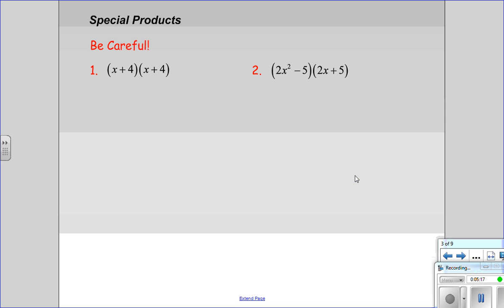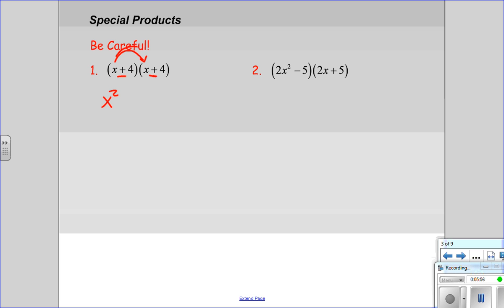Two things to be careful of when you're using the special rule is to make sure that you're always multiplying the sum and the difference of two seemingly identical terms. So look at the first example, x plus 4 times x plus 4. This is not a sum and a difference. Instead, it's two sums. So we can't use our shortcut of the sum and difference rule to multiply these. This is actually a different type of special product that you'll see in the next video. But for right now, you'd have to multiply this one carefully using FOIL in order to get the correct answer.